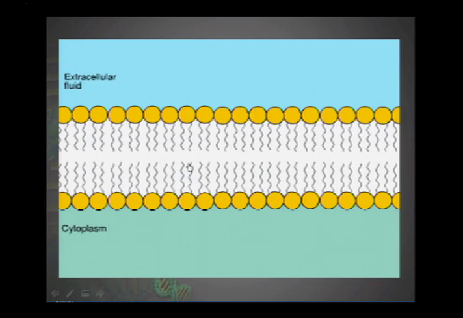So they require either transport molecules or pore proteins that have openings in the membrane to allow them to pass through. So again, some things can pass through, other things cannot pass through. That makes it a semi-permeable barrier. And so chemical properties of these particles as well as size has a lot to do with whether they can pass through the membrane or not.